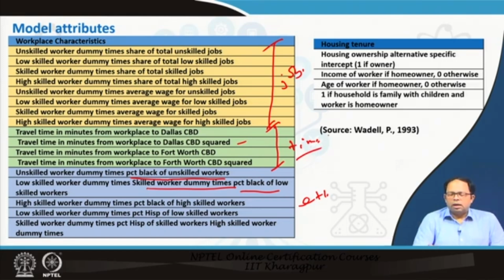Housing tenure variables like housing ownership, alternative specific intercept for this particular owner, income of worker if household is a house owner, age of worker if homeowner, and one if household is a family with children and worker is a homeowner. So, some variables have been used like interaction variables in this way: if household is of a certain kind, age of worker is of a certain kind. So, these are basically not exactly housing tenure, these are some of the characteristics of that particular household.